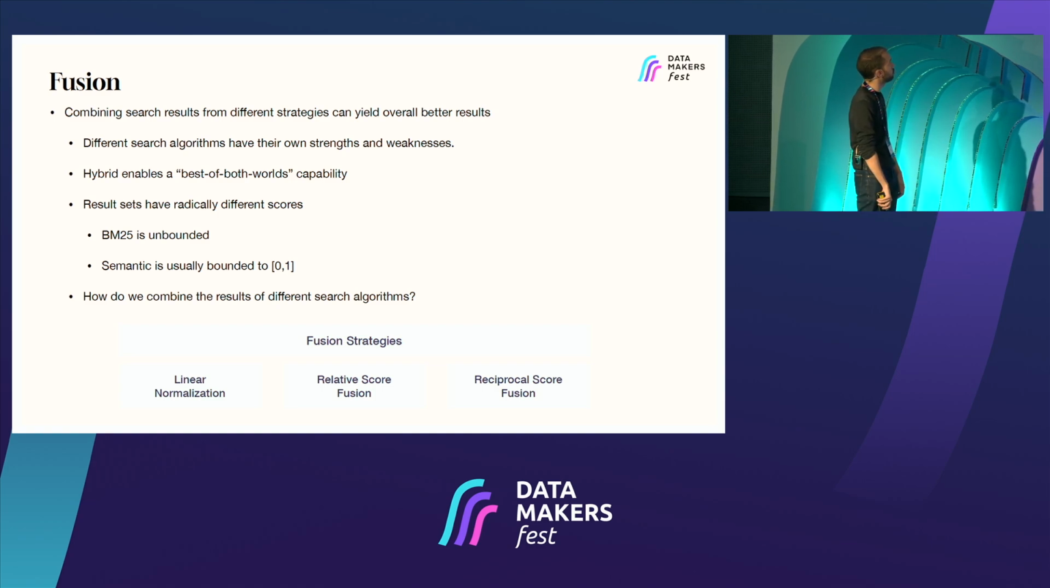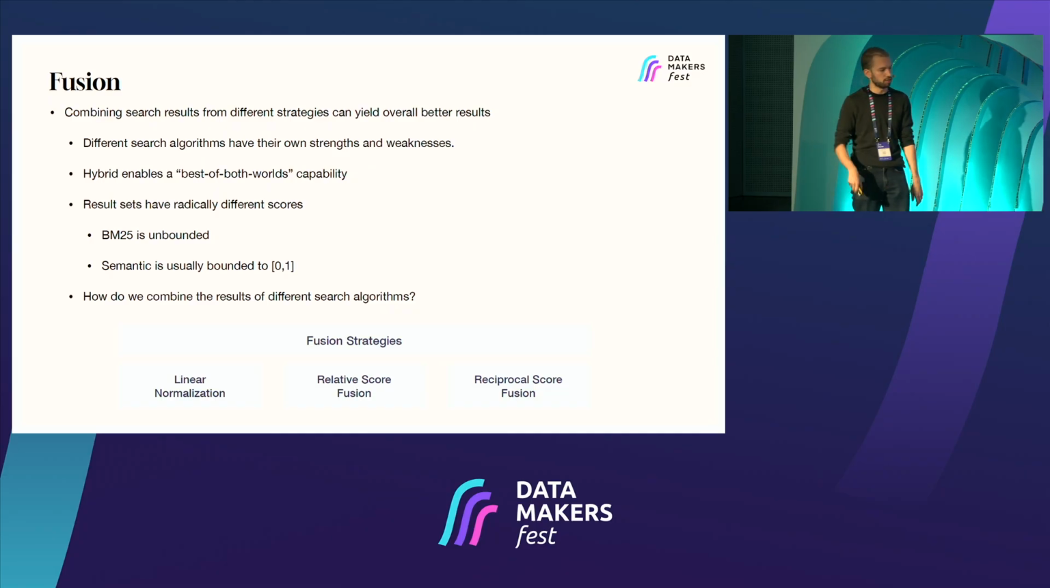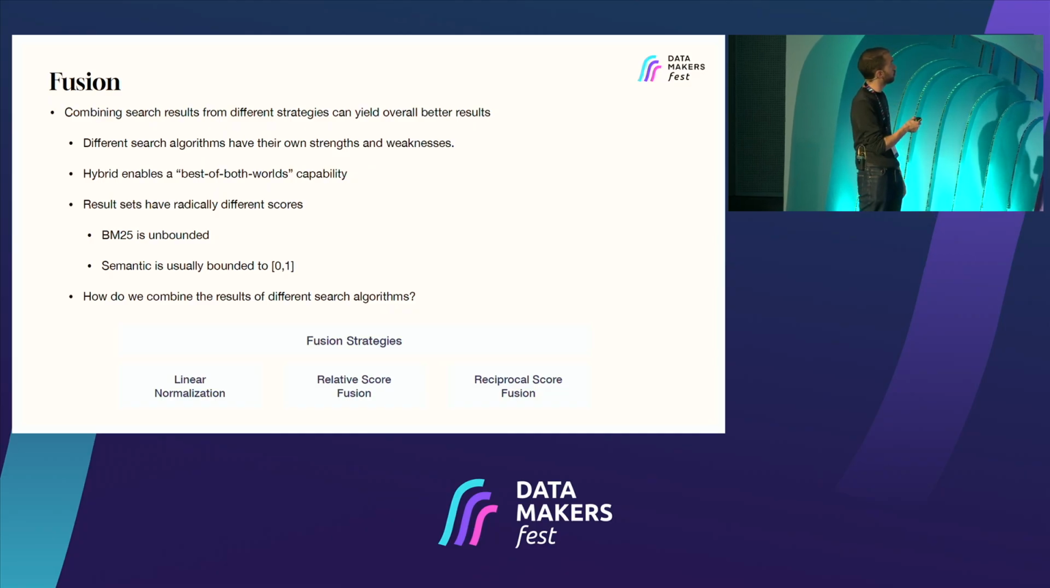Fusion is a technique to combine different result sets from different search strategies. For example, the BM25 score from the result set is usually unbounded, but the semantic score is usually bounded between 1 and 0 if you're using cosine similarity. So how do we combine these different search algorithms?